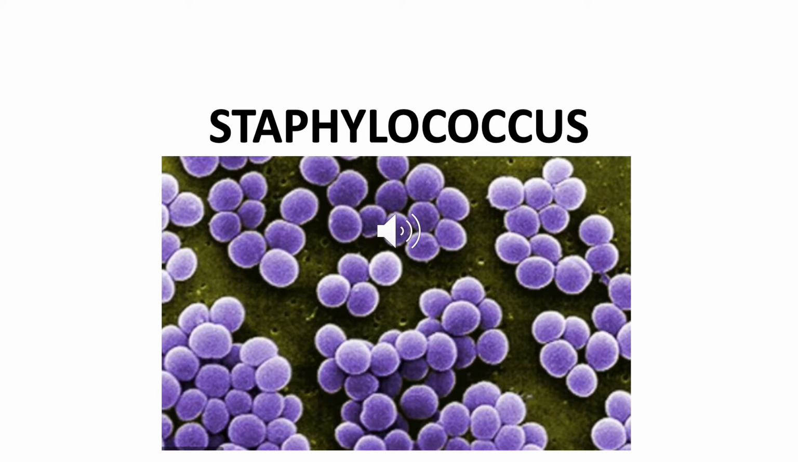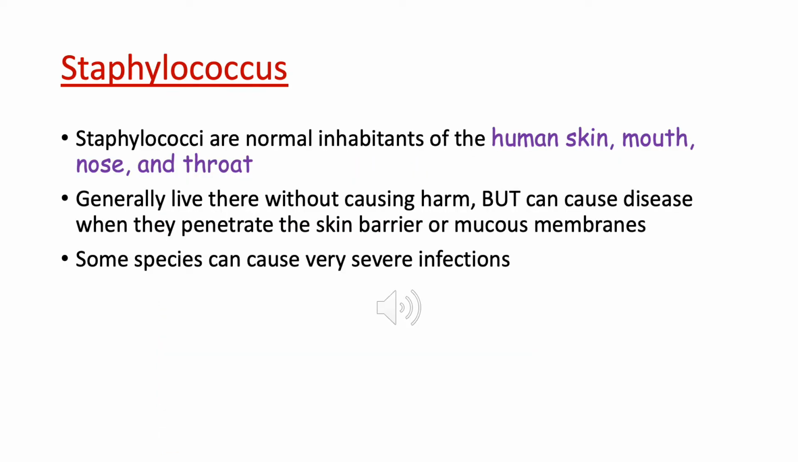Now we're going to talk about Staphylococcus and some of the major species of staph and some of the tests to distinguish between those species, and then after that we'll do the same for strep. Staphylococci are normal inhabitants of our skin, our mouths, nose, and throat, and they generally just live there without causing any harm, but they can cause disease when they penetrate the skin barrier or the mucous membranes. Some species can cause very severe infections, which we will talk about.